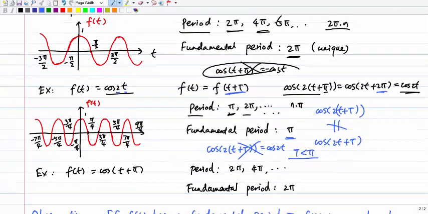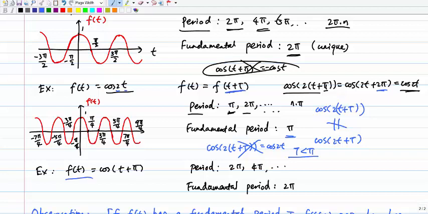Another property: what if I shift the function? The last example is f(t) equal to cosine(t + pi). I shift this one, which means you shift the function f(t) to the left by pi. The shift doesn't change the period. The period is the same as cosine t.